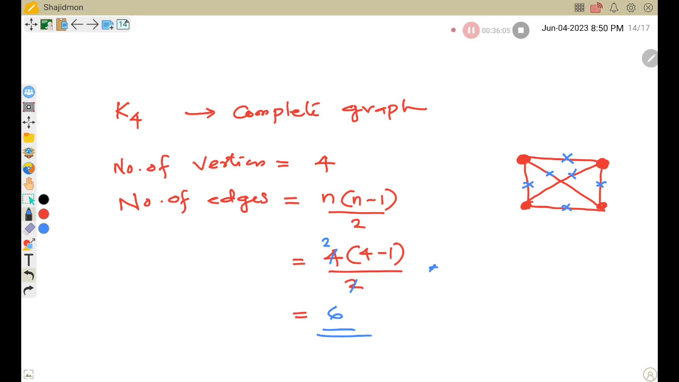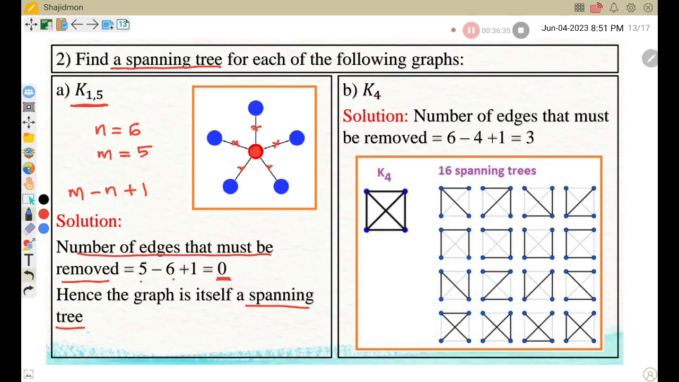So keep this rule in mind: the number of edges of a complete graph is n into n minus 1 divided by 2, correct? So n equals 4, the number of vertices. M equals 6, the number of edges. So how many edges do we need to remove from here? M minus n plus 1, correct? M is 6 minus 4 plus 1. So we need to remove 3 edges. 6 minus 4 means 2, plus 1, that is 3. So 3 edges we need to remove here. That is what we have written here: the number of edges that must be removed from the graph is 3.